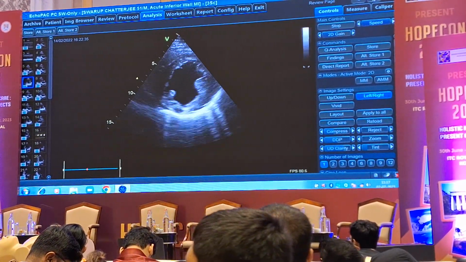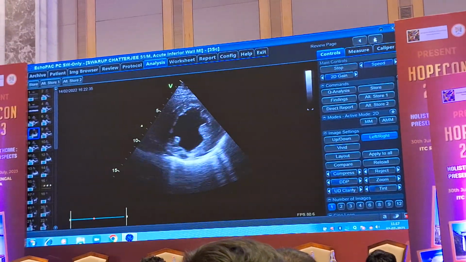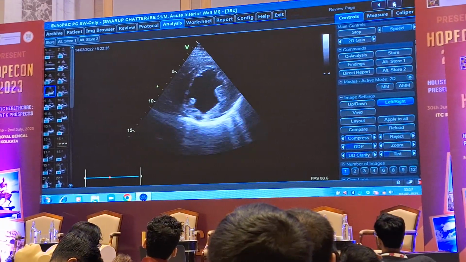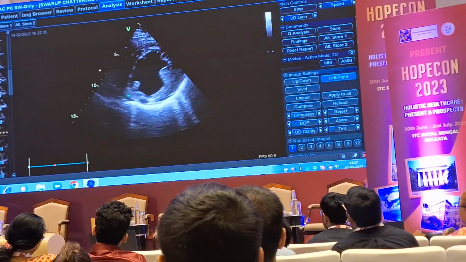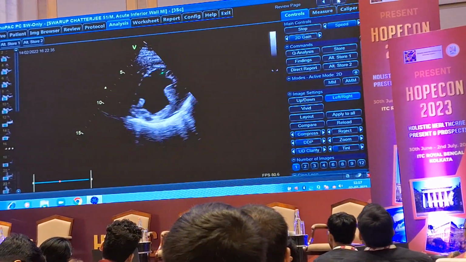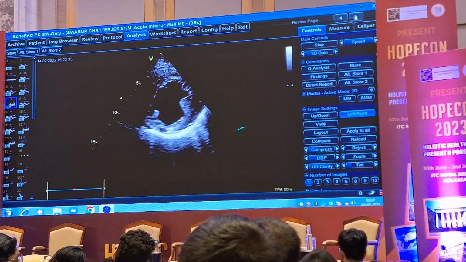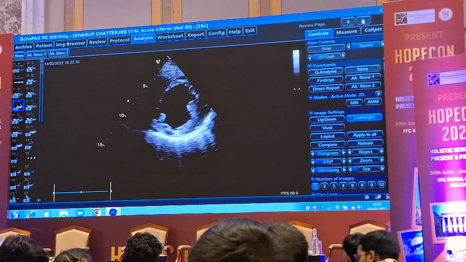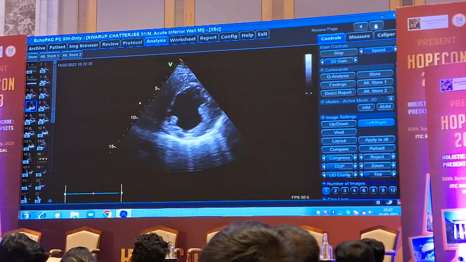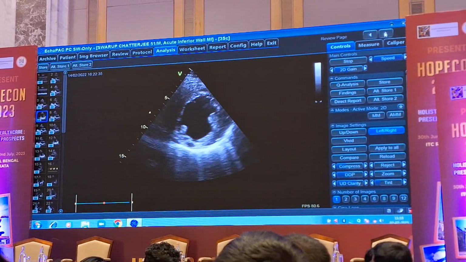So now this is a short axis view. This is a very important view. Look at all the segments of the myocardium. You can see this is the inferior wall, this is the posterior wall, this is the lateral wall, this is the anterior wall, this is the septal wall. From this short axis view, you can see almost all the segments. That's why you look at the segmental view in particular here.